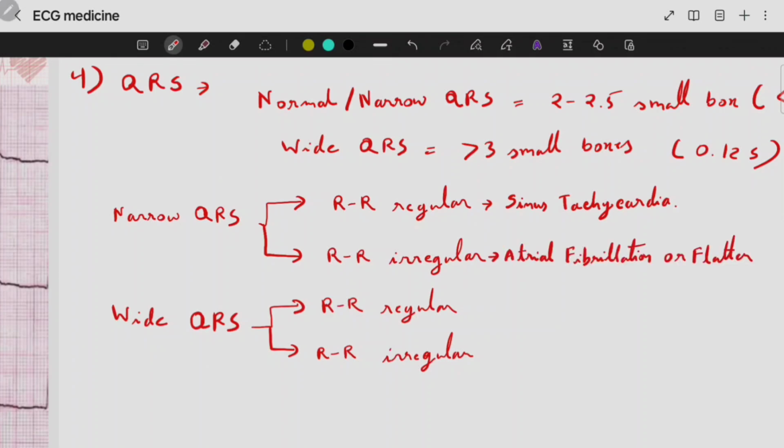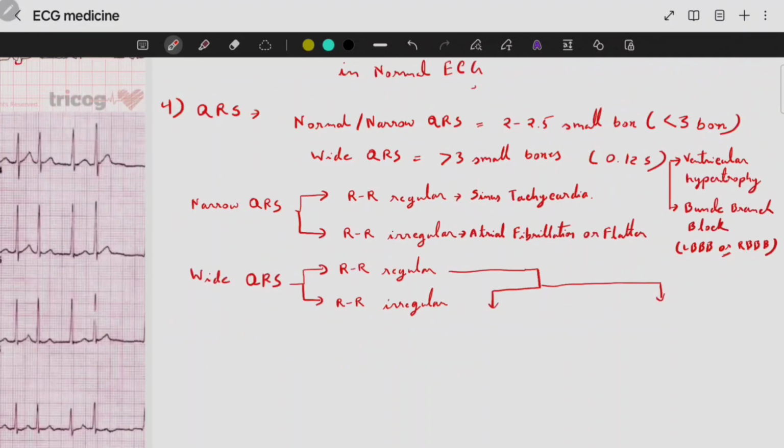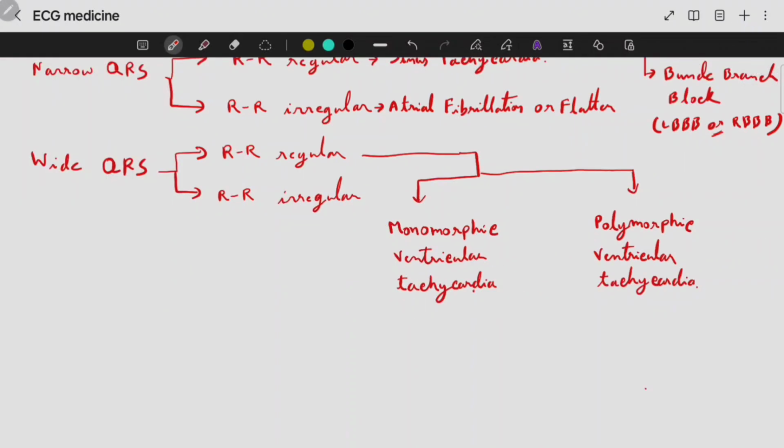And in the wide QRS complex, if the RR interval is regular, then it divides further into two types. One is monomorphic and the other is polymorphic. So wide QRS complex is further divided into monomorphic ventricular tachycardia or polymorphic ventricular tachycardia. Monomorphic ventricular tachycardia. Here the ECG is like this.